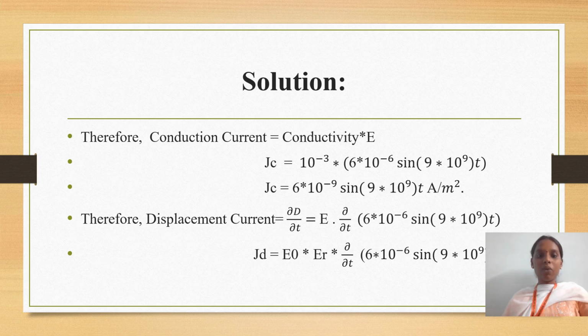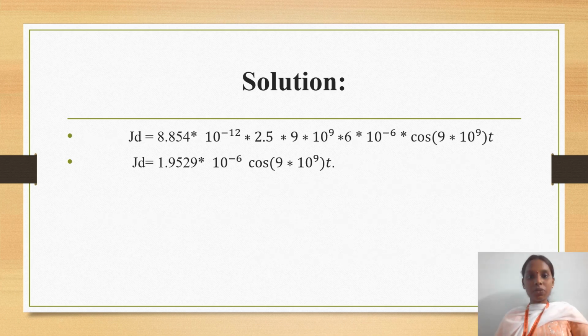Next, displacement current. What is the formula for displacement current? It is the partial derivative of D bar, which is also given by epsilon times the partial derivative with respect to t of E, that is 6 × 10 to the power of minus 6 sin 9 × 10 to the power of 9 t. So JD, where epsilon means epsilon naught epsilon R. We know epsilon naught, and epsilon R is given. So we take the partial derivative of E bar and substitute all the values given in the problem.